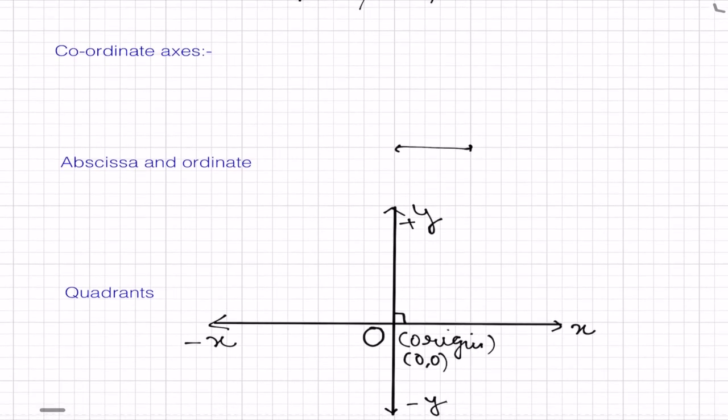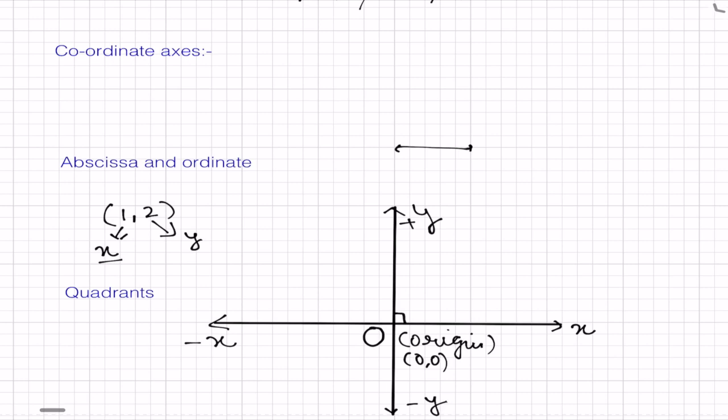And here the value of x is known as the abscissa and the value of y is known as the ordinate. Suppose I take the example (1, 2). 1 represents the value of x and 2 represents the value of y. The x value is known as the abscissa and the y value is known as the ordinate. And we know how to represent this 1 and 2 on the graph paper.